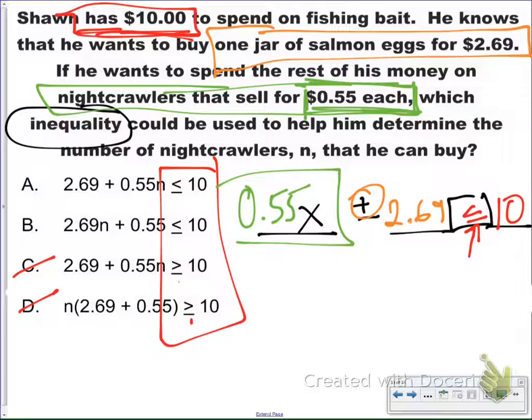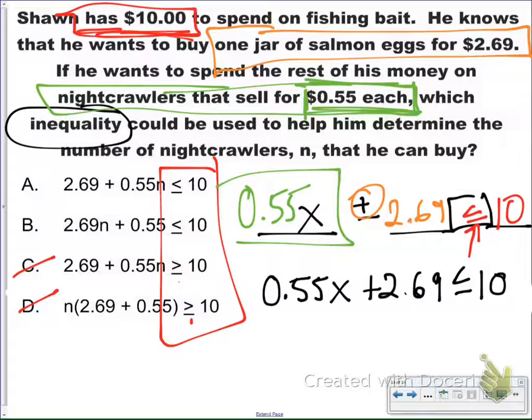So if I was going to write this out, I would have 0.55x plus 2.69 is less than or equal to 10. Now, I don't see something exactly like that, but I do see one with all these pieces. I need 2.69 by itself. That gets rid of b for me and only leaves me with a. Now, they switched it around on you and they put the 2.69 in front. Doesn't matter. The important part is that it's by itself.